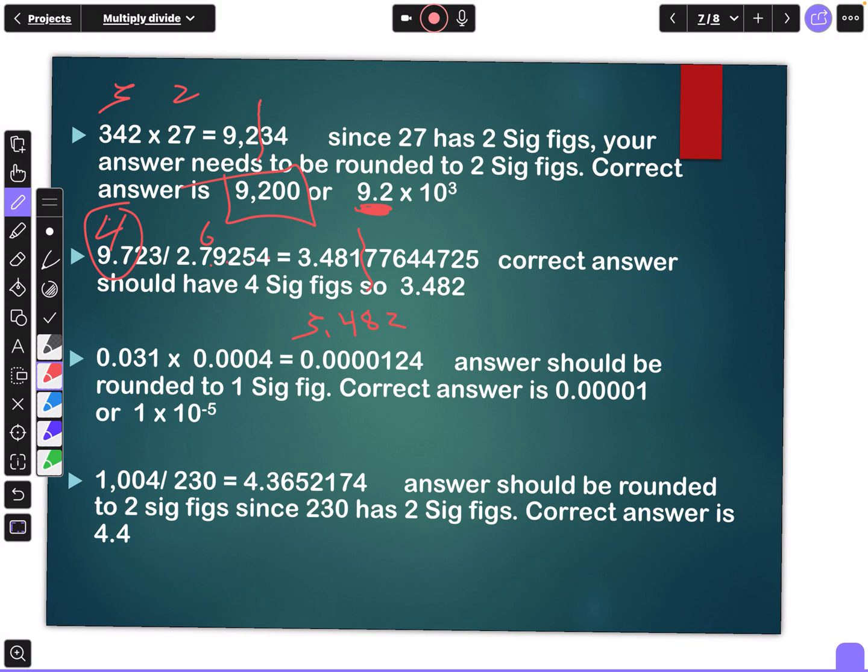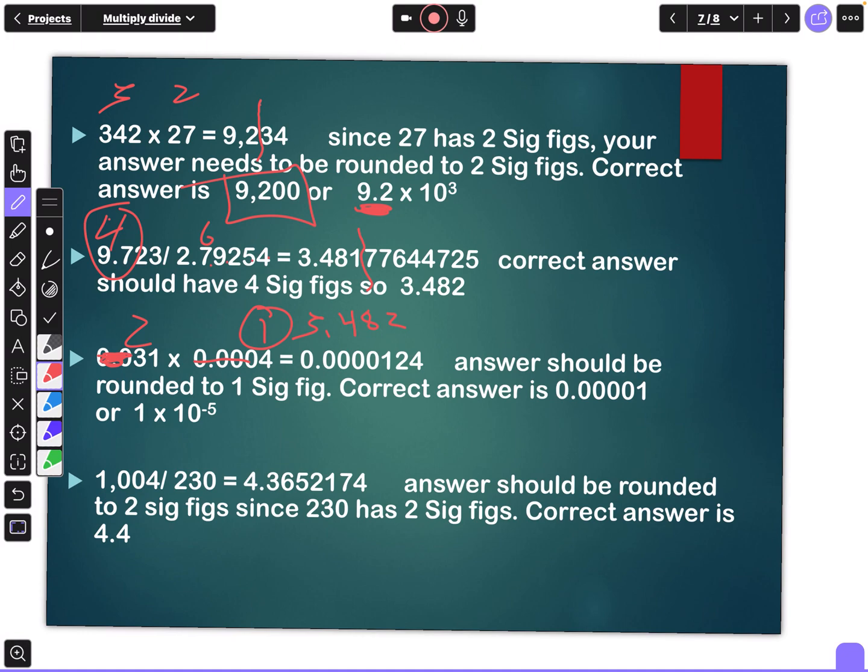Our next example, 0.031, that would have two significant figures because these are leading zeros, they're not significant, times 0.0004, that's got one significant figure because those zeros here don't count. And what you get is 0.0000124. All right, our answer needs to match up with the least amount of significant figures, which was 1 in this case. How can we round 0.0000124 to one significant figure?